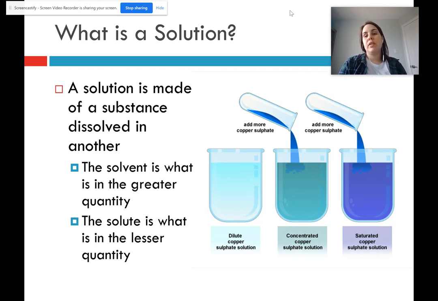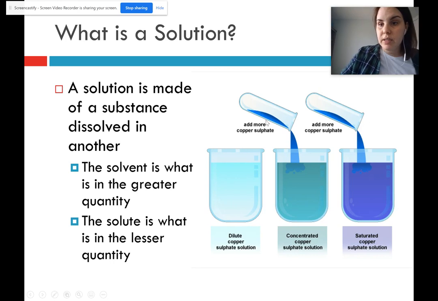So if you think back to the Kool-Aid example, if I make a glass of Kool-Aid, I may have a big cup of water and only put in a scoop of the Kool-Aid powder. Because there's more water in my glass than Kool-Aid powder, the water would be the solvent and the Kool-Aid would be the solute, okay? Or again, if I'm making copper(II) sulfate solution, there's going to be more water than copper(II) sulfate powder. So water would be my solvent, and the copper(II) sulfate would be my solute.